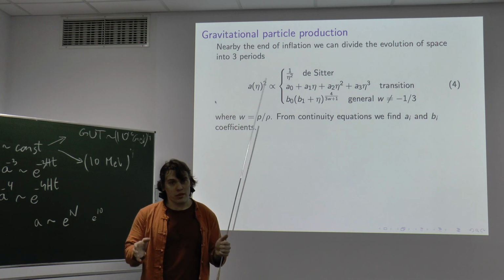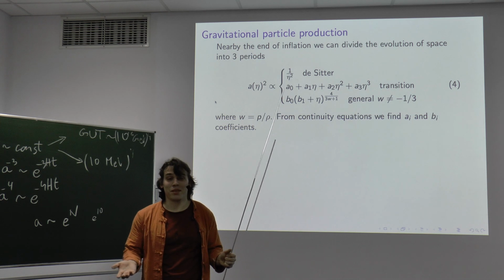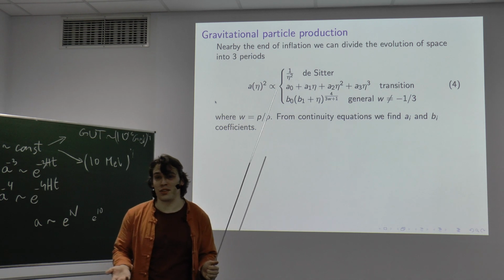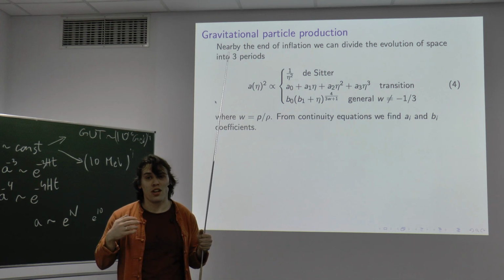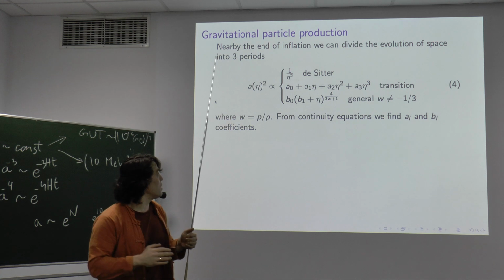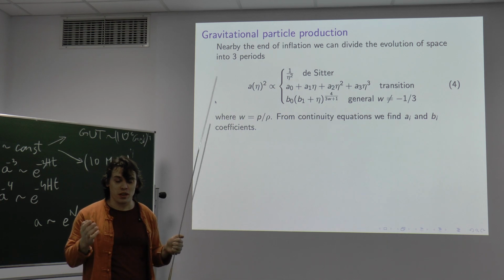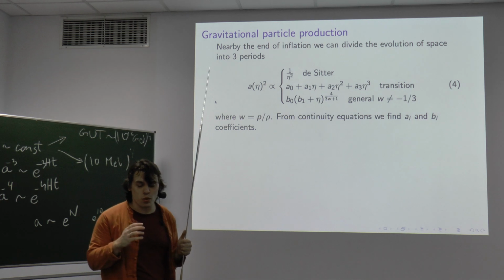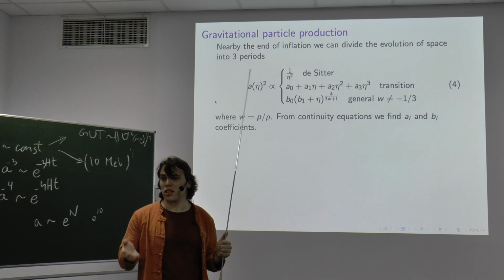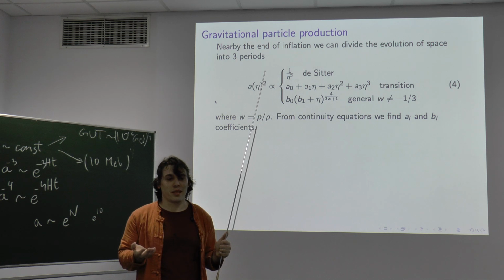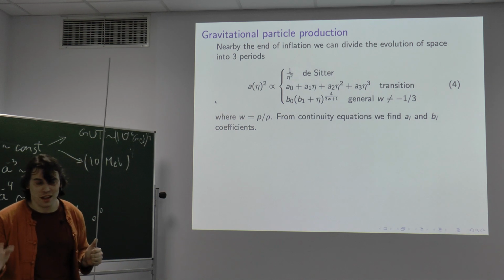So if there are no direct couplings, what is the only coupling left? It's gravity, which is always there. Everything interacts gravitationally. So we will try to see whether it's possible to reheat the universe using only gravity. The whole trick is called gravitational particle production. It comes from quantum field theory in curved space-time. The whole procedure is rather long and technical, so I will do my best to skip it as much as possible.